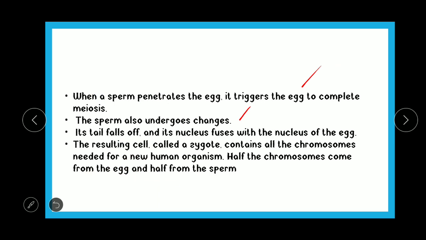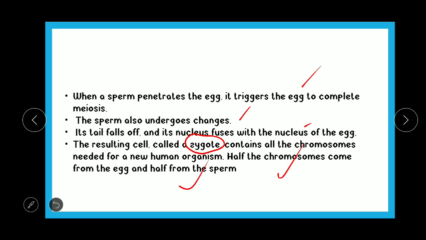So the tail falls off and the nucleus fuses with the nucleus of the egg, and this resulting cell is called a zygote. The zygote contains all the chromosomes needed for a complete human diploid, or in other species also, the zygote contains all the information. Half of the set of chromosomes is from the egg and half is from the sperm.